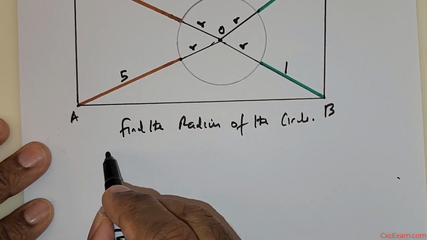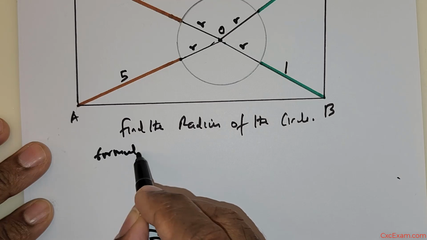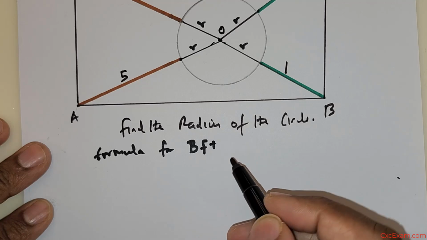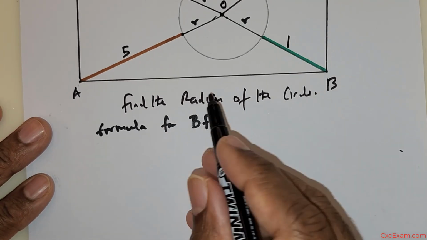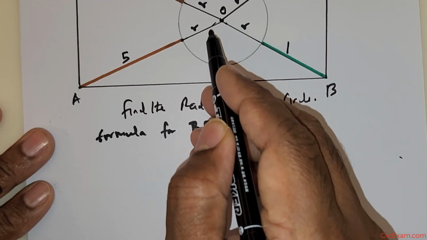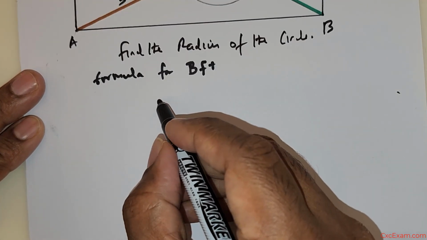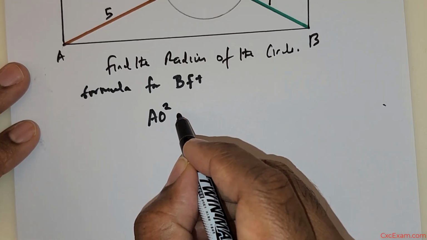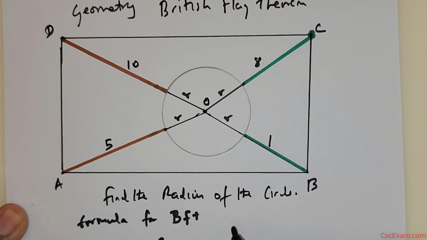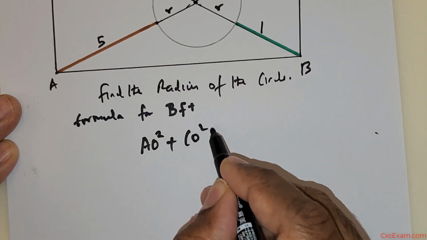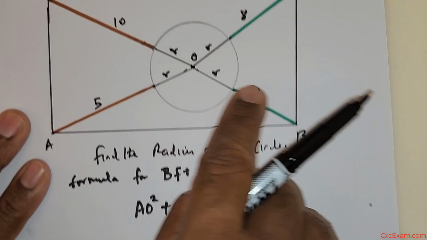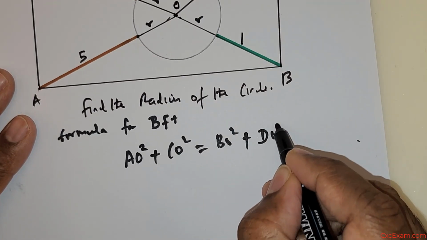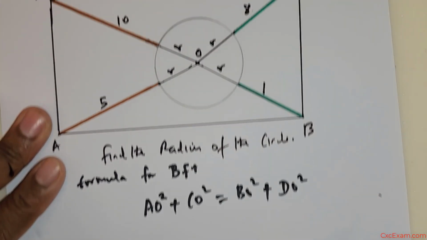Now what is the formula for the British Flag Theorem? So the formula is as follows. So this point is O, this point is A. So it's going to be AO squared plus CO squared is equal to BO squared plus DO squared. So this is the formula.